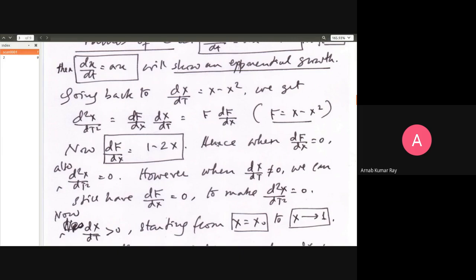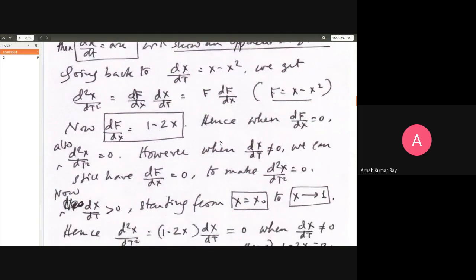So now let us see. Follow this point carefully. When can d2x/dt squared be equal to 0? Either dx/dt is equal to 0 or df/dx is equal to 0. One of the two things. Now, when df/dx is equal to 0, d2x/dt squared is equal to 0. But when I told you dx/dt equal to 0, d2x/dt squared will also be equal to 0. This will be 0. This is also equal to 0.